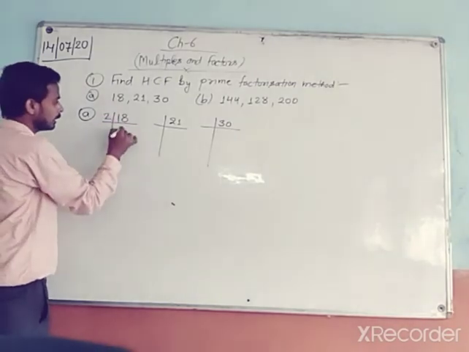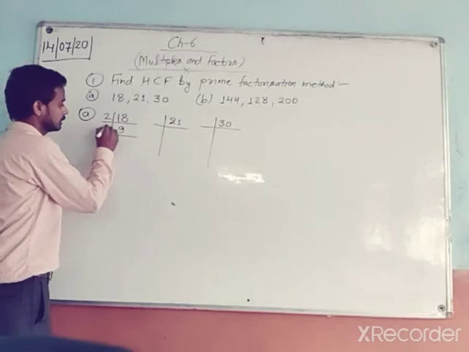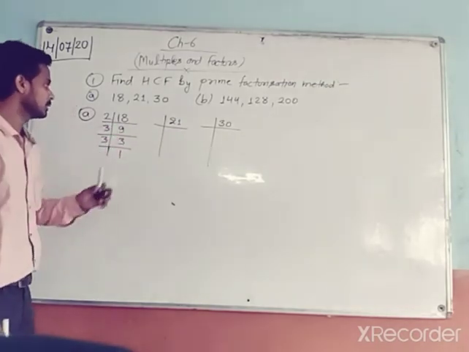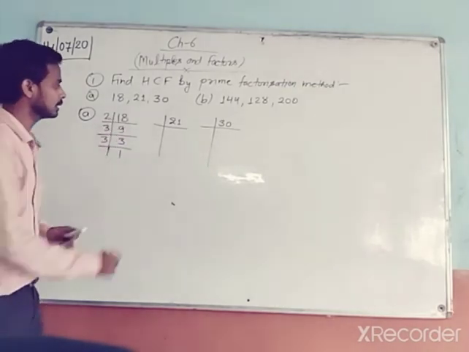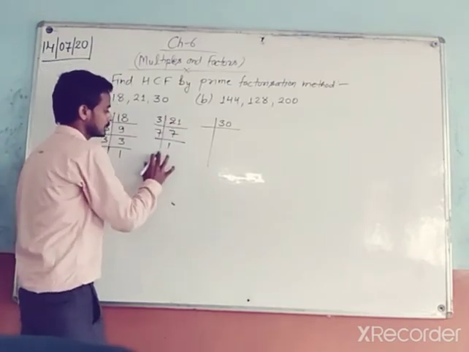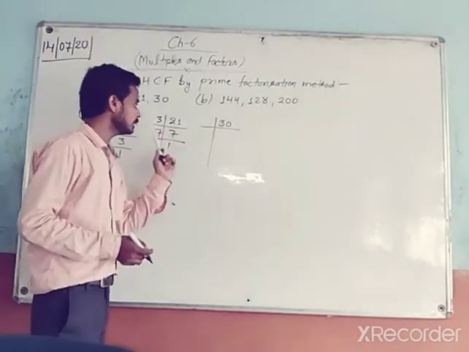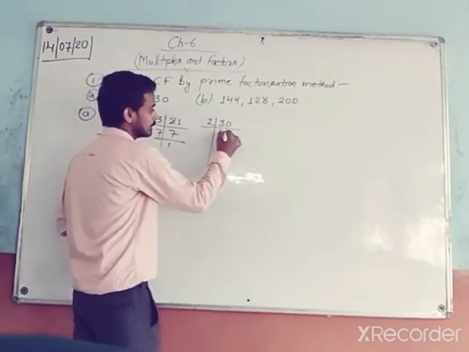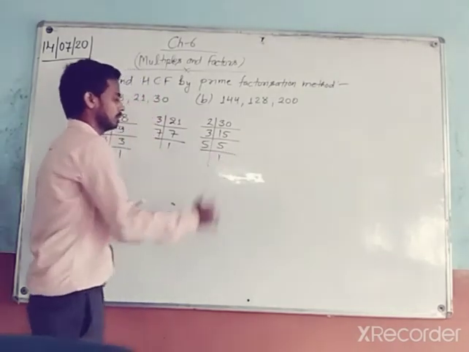See, 2 nines are 18. Then next, 3 threes are 9, then 3 ones are 3. So 18 is divided by 2, that is 2 nines are 18, then 3 threes are 9, and 3 ones are 3. Now in this, 3 sevens are 21, then 7 ones are 7. See, 21 is not divided by 2, that is why the next number is 3, so 3 sevens are 21. Now 30 is divided by 2, 2 fifteens are 30. Then 3 fives are 15 and 5 ones are 5.